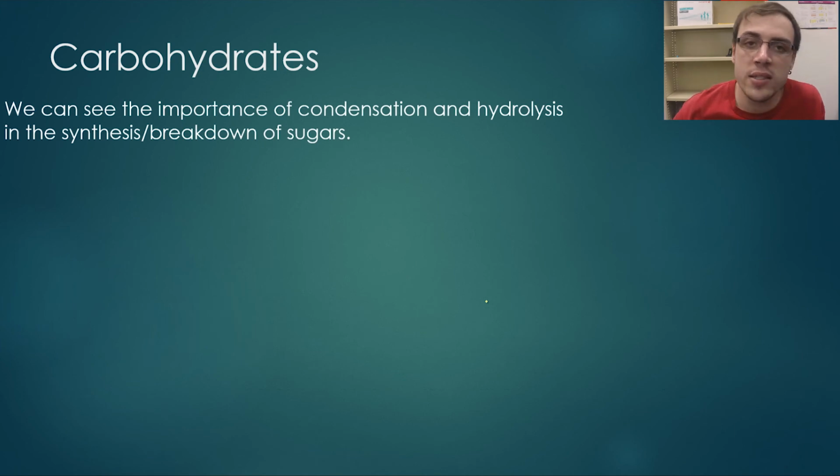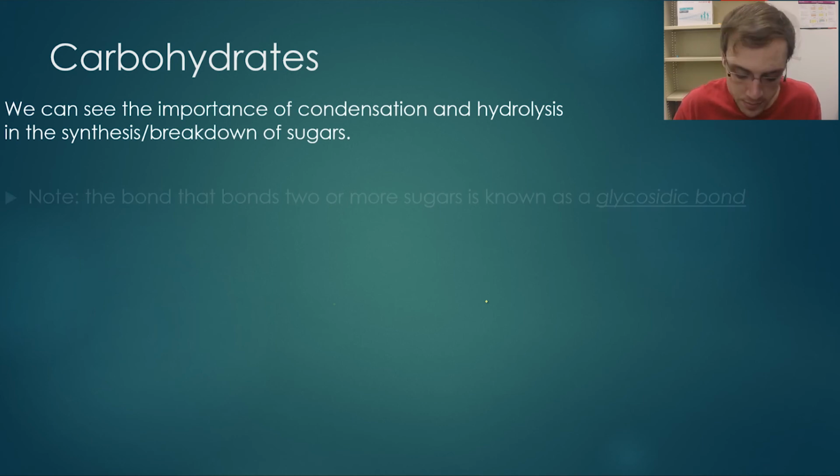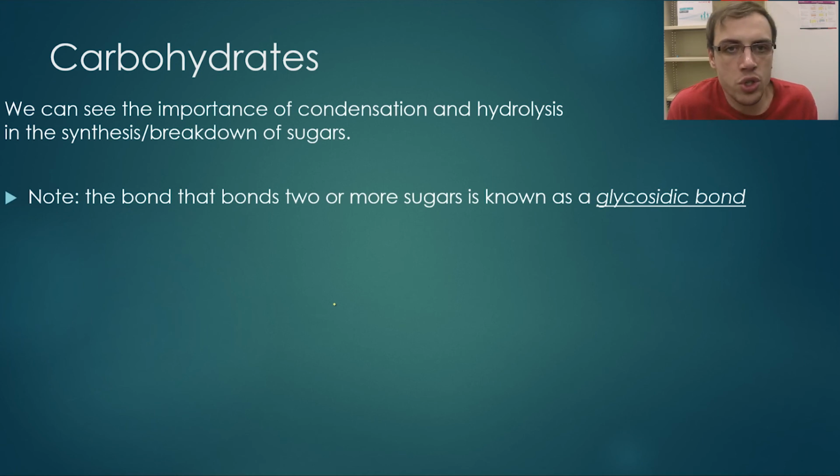Now, in regards to carbohydrates as well, we see condensation and hydrolysis reactions being quite common with these. This is the main method that we use to break these carbohydrates apart or build them together. Now, a bond that holds two sugars together is called a glycosidic bond. And that's very important. You must know that. You have to know that it is this type of bond that is responsible for holding two saccharide units together in a disaccharide or a polysaccharide.